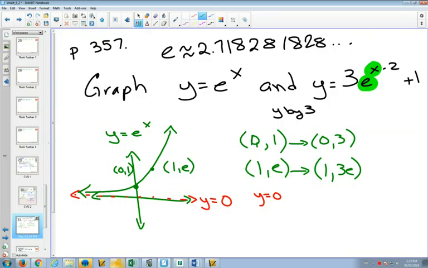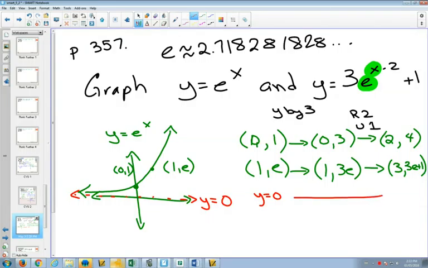Next transformations, we are going to go right 2, up 1. Right 2, we'll take this to 2, and up 1 will make it 4. And here, right 2 will take it to 3. How are we going to add 1 to 3e? We're going to write 3e plus 1. And now we graph. Oh, is anything going to happen to our asymptote? Do we ever move up or down? Yes, we move up 1. So our asymptote is at y equals 1.